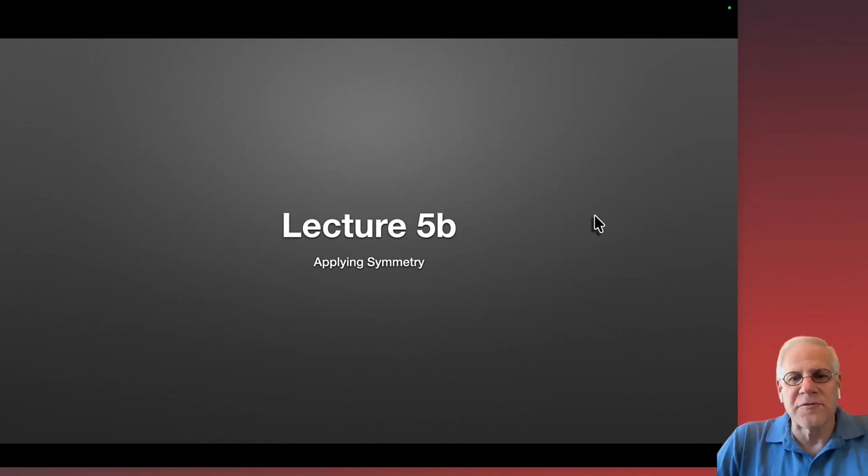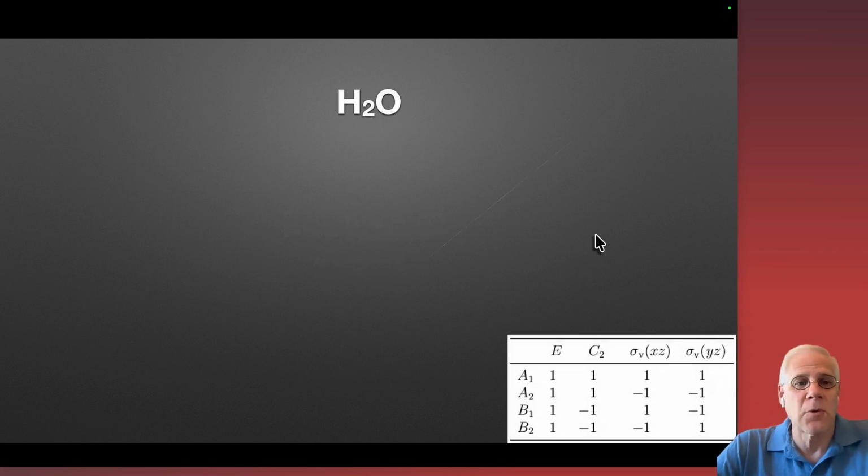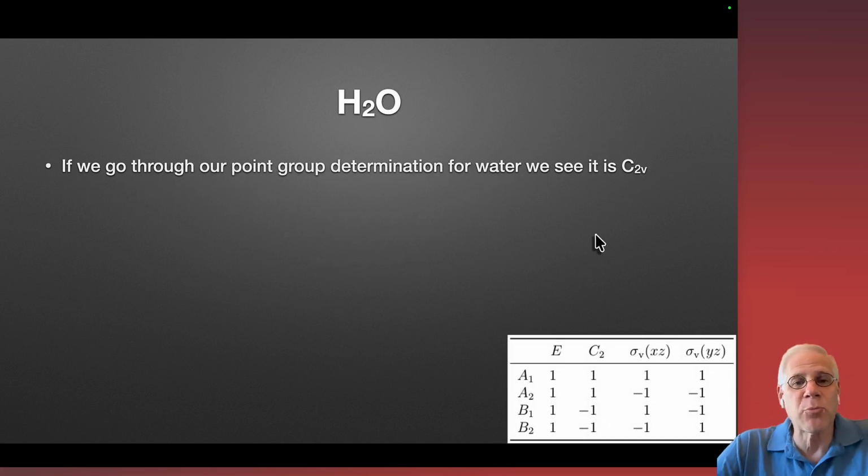So welcome back to Lecture 5B. Here we're going to do just a little bit of applying symmetry and see if we can figure out what symmetry label we would apply to a p orbital on a water molecule. So if we look at water, we go through the point group determination that we learned last week. We would see that it has a symmetry group of C2V.